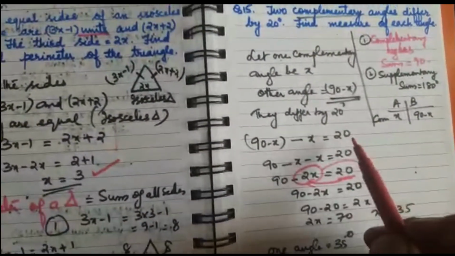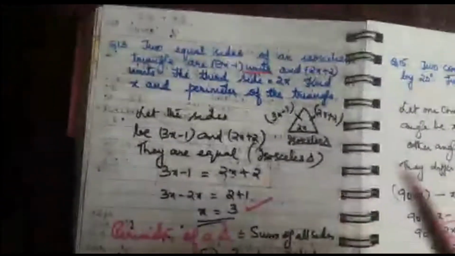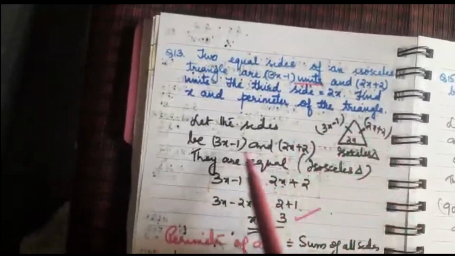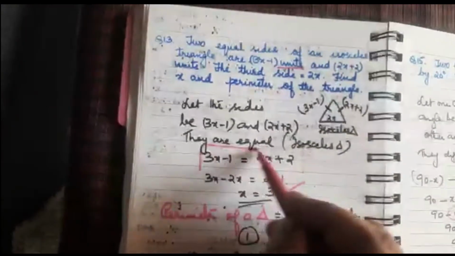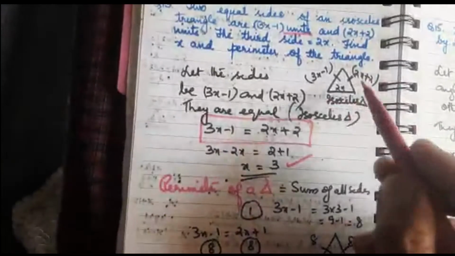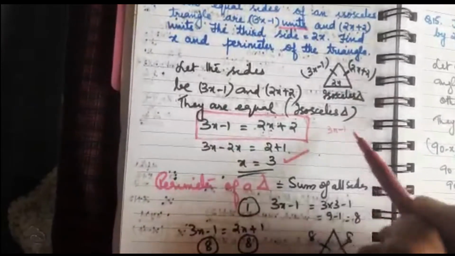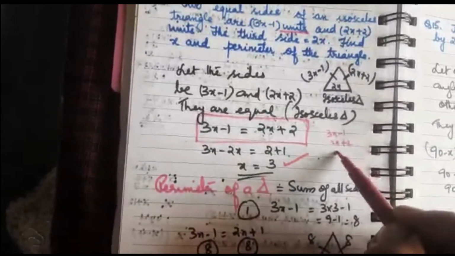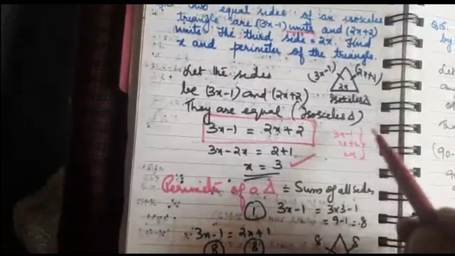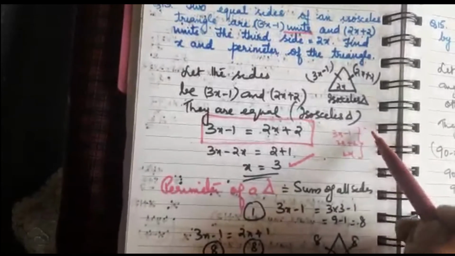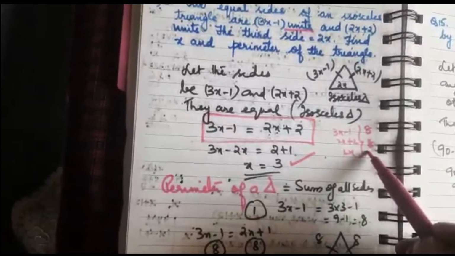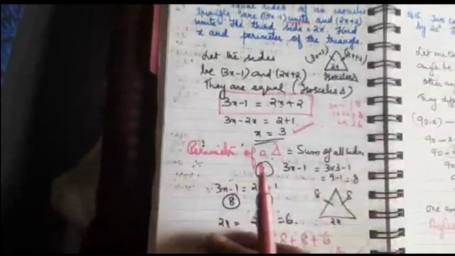Difference is 20. Here it was an isosceles triangle. So two sides equal. Those two sides are given, so you will equate and form the equation. If you solve this, you will get the value of x, and perimeter means sum of all the sides. Sum of all the sides means 3x minus 1, 2x plus 2 and 2x. You have to find all three together. So you will substitute, because these two are equal, this is 8 means this will also be 8, and this is 2 into 3, that is 6. So together you got 22.